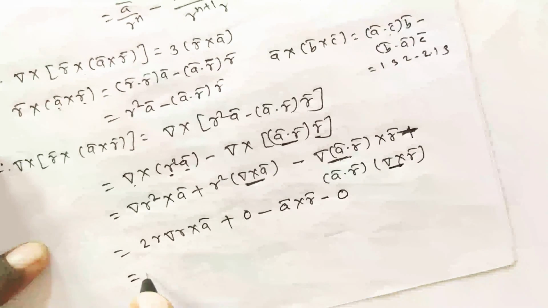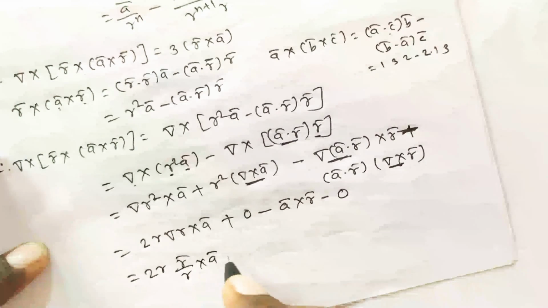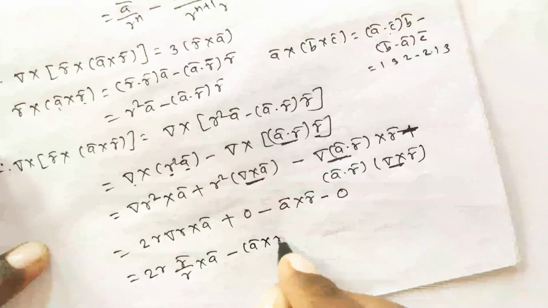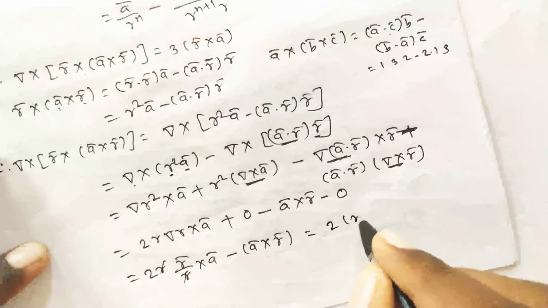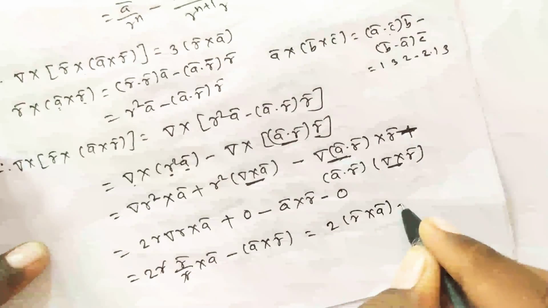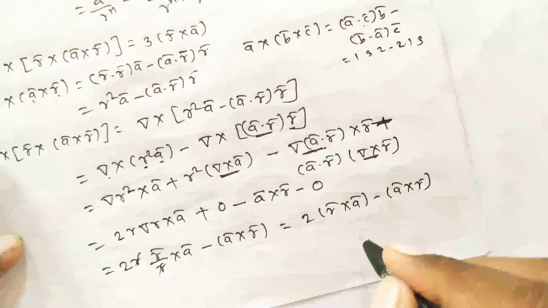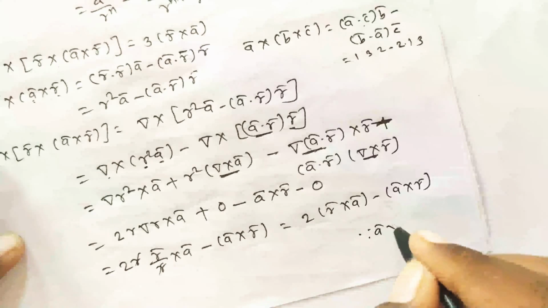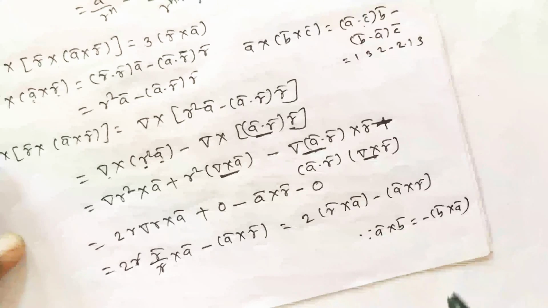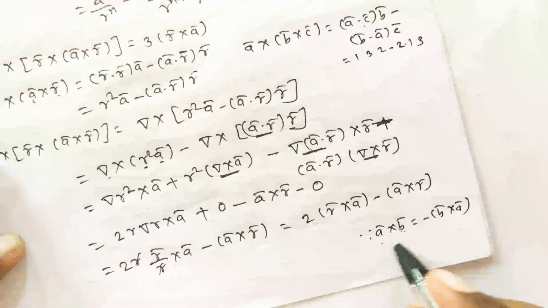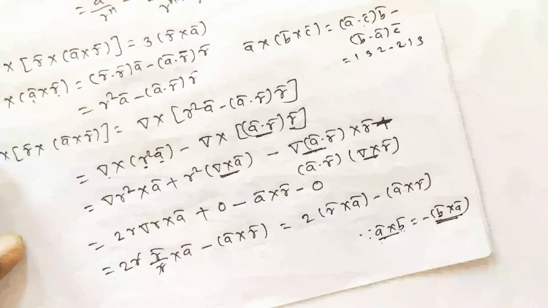So this is equal to 2r into del r, which is r bar upon r, cross a bar, minus a bar cross r bar. This r gets cancelled, so 2 into r bar cross a bar minus a bar cross r bar. And we know that for the cross product, a bar cross b bar is equal to minus b bar cross a bar. If we change this, then the sign changes: a bar cross b bar can be written as minus b bar cross a bar.